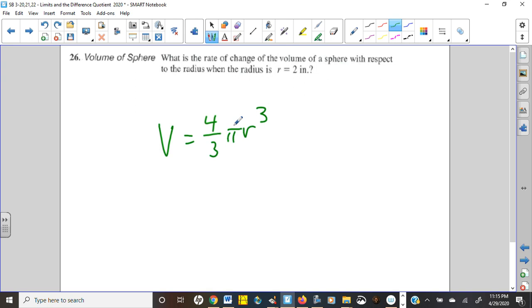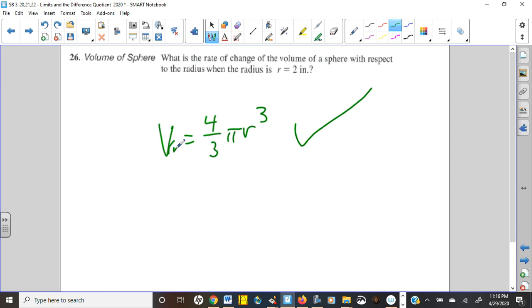Once you get your limits set up, I would factor the 4/3 pi out and leave it out there until the end of the problem, and just deal with the r, the 2 plus h being cubed, which is going to take a little bit more work algebraically. So don't worry about that 4/3 pi, but that's the formula you would use. That's the volume of a sphere.